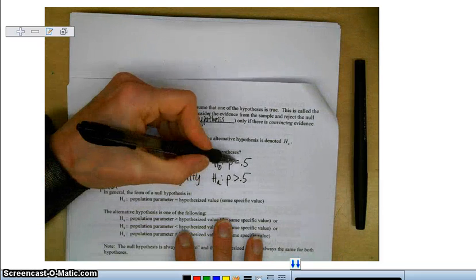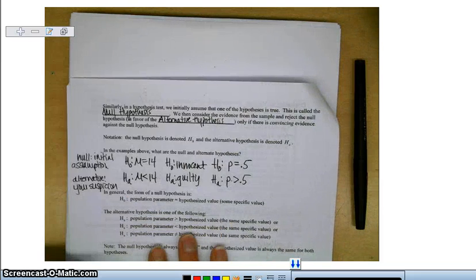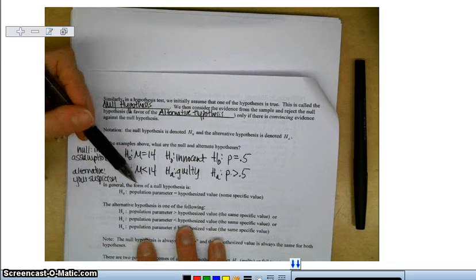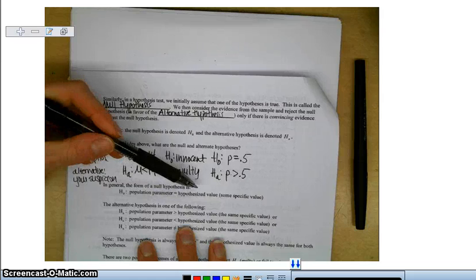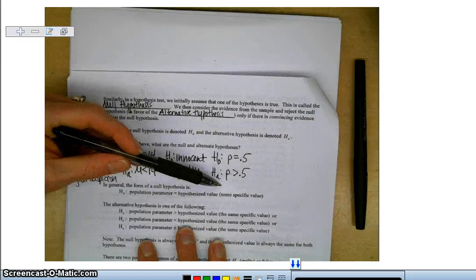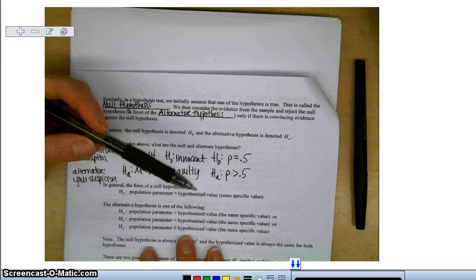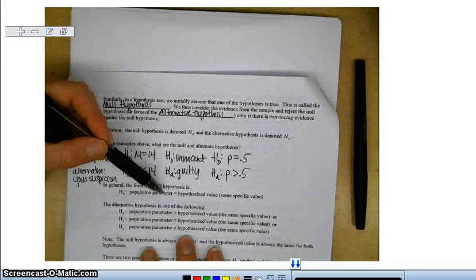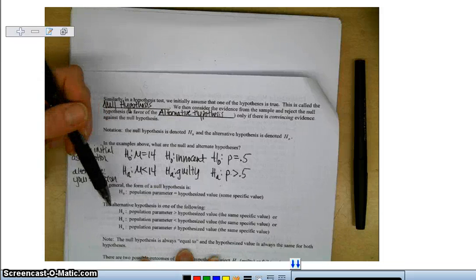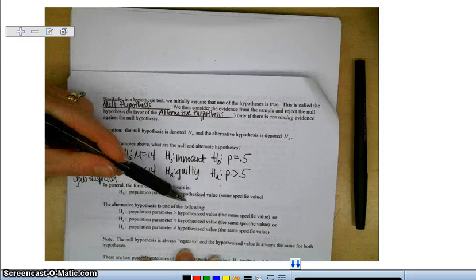And you could do less than and greater than. Okay. So in general, the form of a null hypothesis is that the population parameter equals the hypothesized value, some specific value. Your life will be a whole lot easier if you always make the null an equal to something. The alternative hypothesis is one of the following.